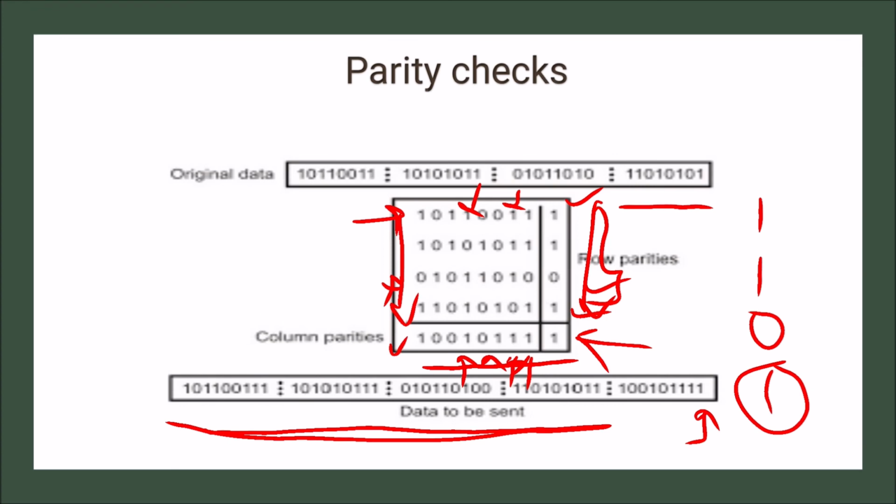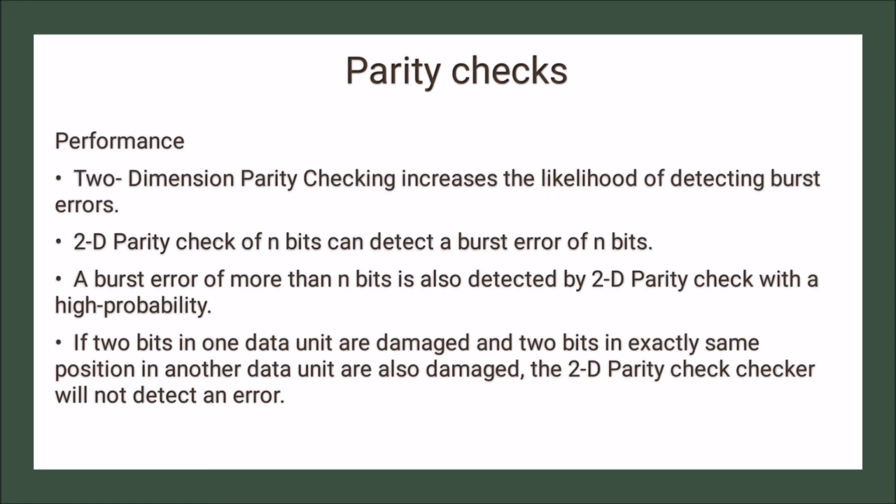So this is how the data, 10010 and 4 times 1, is actually sent. So this data is sent from the sender side, and on the receiving side it again checks for the parity. If it matches, then it accepts the data, otherwise it does not accept the data.